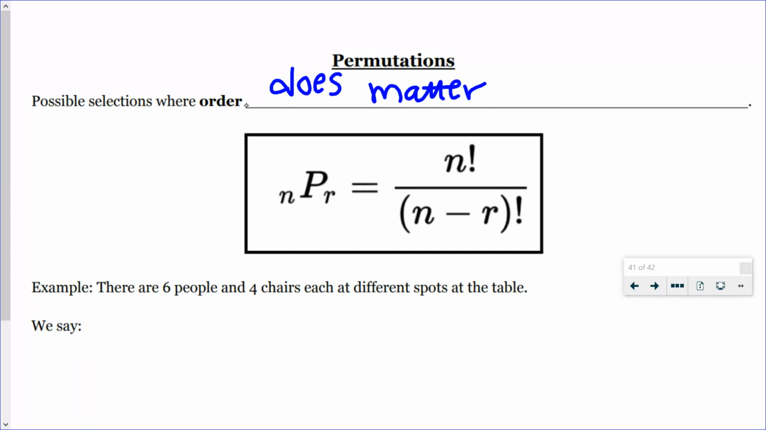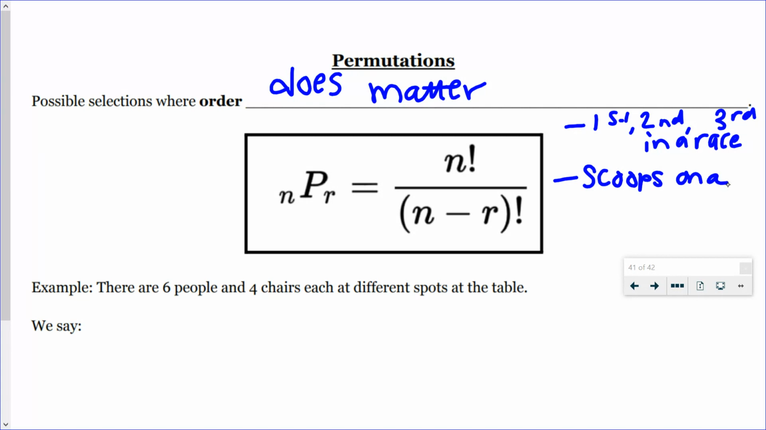But permutations are where the order does matter. And so when the order matters, those are things like first, second, third place in a race. It's like saying scoops on an ice cream cone. Right? There's a bottom, a top, a middle. It's like saying any kind of thing where the position matters, okay? The order or the position matters, okay?